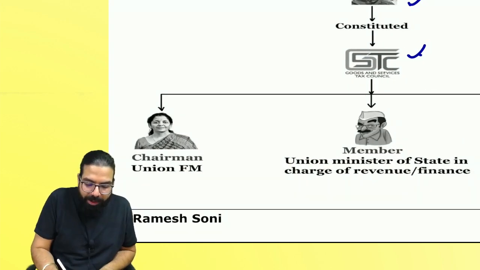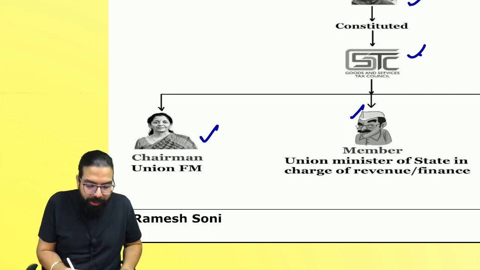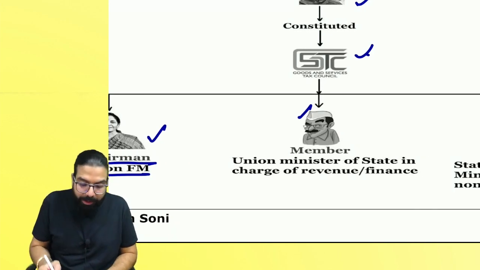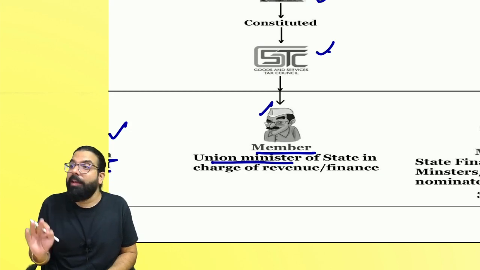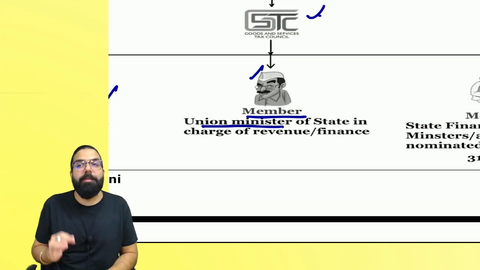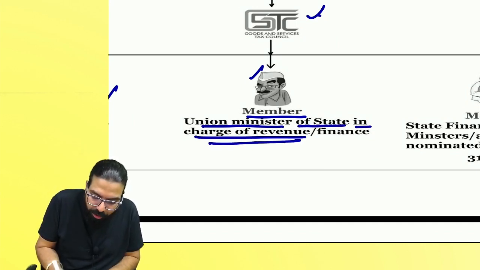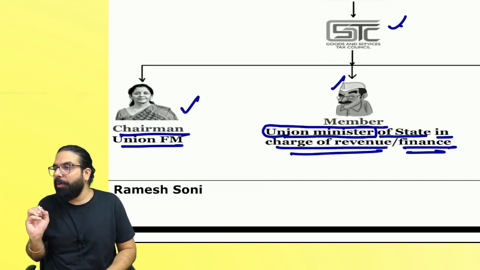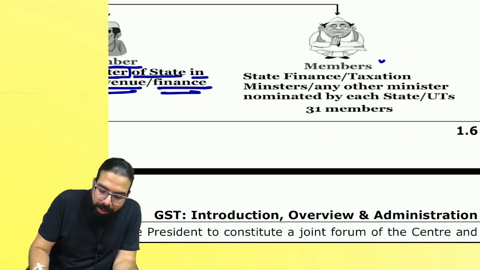In the GST Council, we have two Union members. Union means central government members. One is the chairman, Union Finance Minister Ms. Nirmala Sitharaman. And the second member over here is also a Union minister. Union minister means central government minister. But you know what his name is? He is the Union Minister of State, in charge of revenue or finance. But he is also a Union minister. Are we clear? So how many Union ministers are there? Two Union ministers, and there are other members who are there.